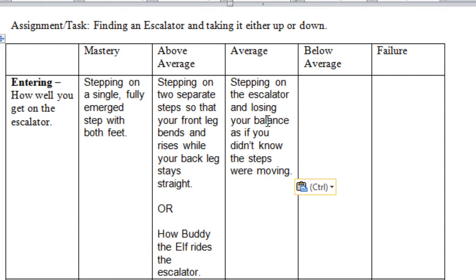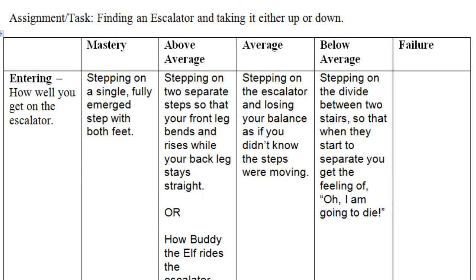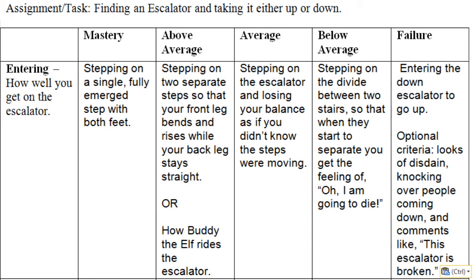Average, stepping on the escalator and losing your balance as if you didn't know the steps were moving. That'll be our average description of entering. Below average, stepping on the divide between two stairs so that when they start to separate, you get the feeling of, oh, I'm gonna die. And failure, entering the down escalator to go up. Optional criteria: looks of disdain, knocking over people coming down, and comments like, "This escalator is broken."